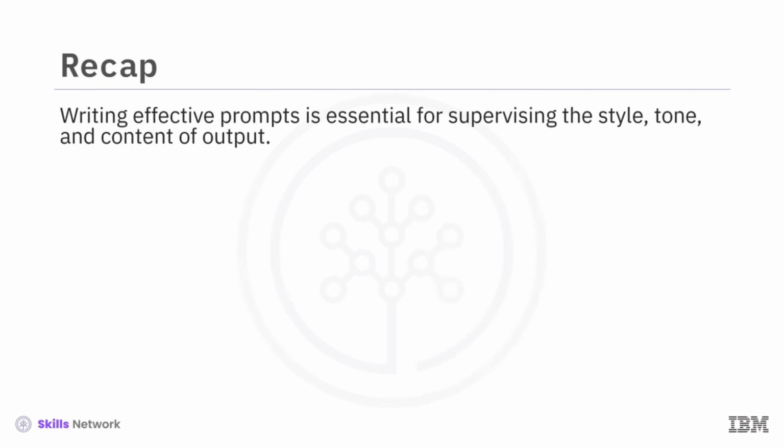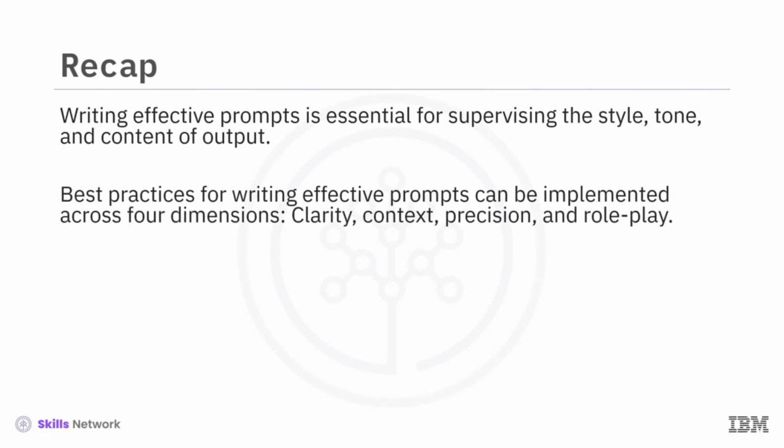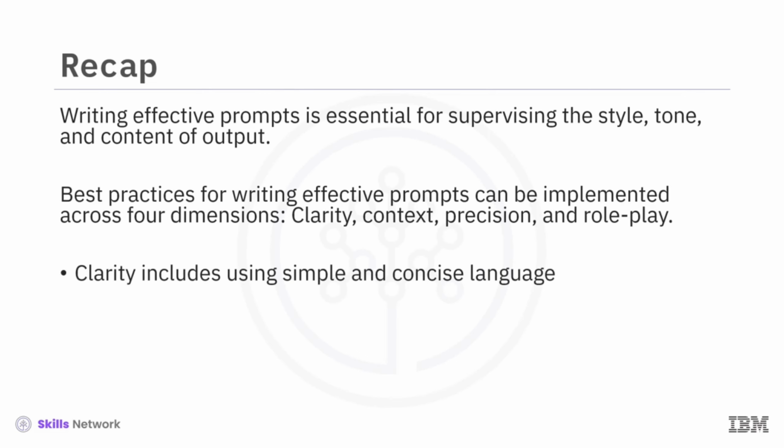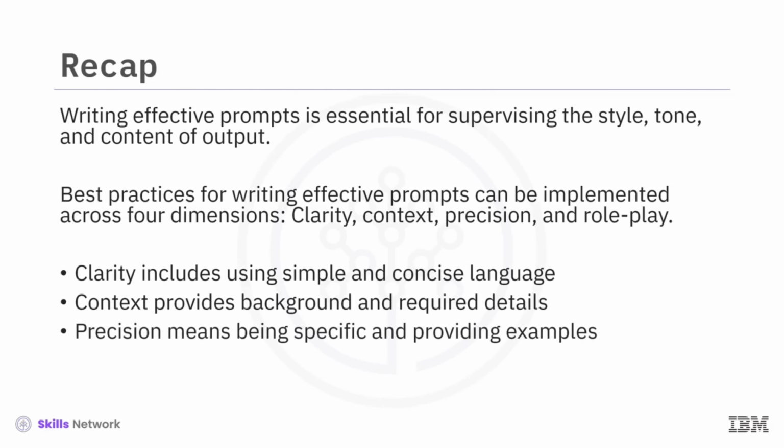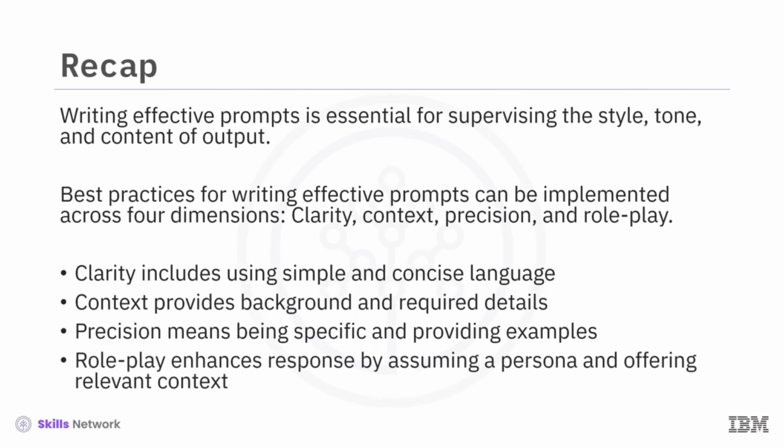In this video, you learn that writing effective prompts for generative AI models is essential for supervising the style, tone, and content of the output. Best practices for writing effective prompts can be implemented across 4 dimensions: clarity, context, precision, and roleplay. Clarity includes using simple and concise language. Context provides background and required details. Precision means being specific and providing examples. And roleplay can enhance responses by assuming a persona and offering relevant context. These practices can be adapted to specific needs for optimal results.